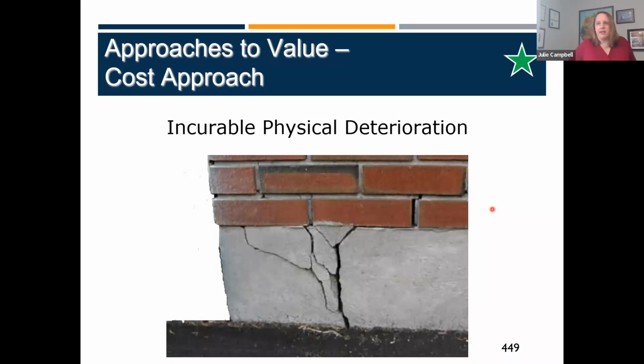Incurable physical deterioration is not economically feasible. It doesn't make sense money-wise to fix it. And an example of incurable physical deterioration is structural issues. You start running into structural issues, you start running into some money. You're compromising the integrity of the home. It may not be worth fixing it.